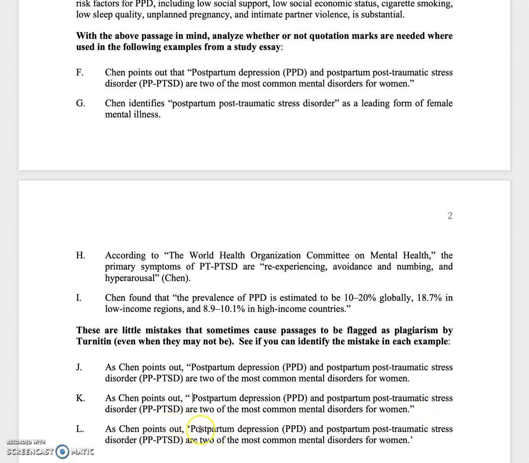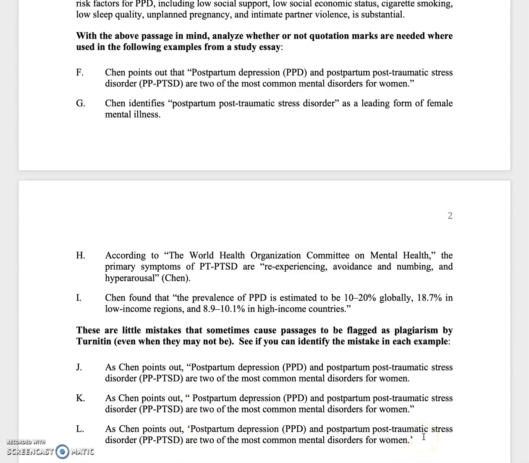And lastly here, this writer only used the single quotation marks. And if you do that, that'll come up as a plagiarized passage on Turnitin. So use the double quotation marks in order to avoid that.